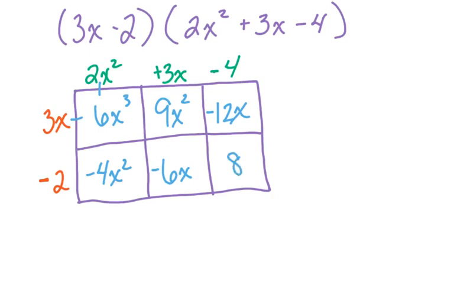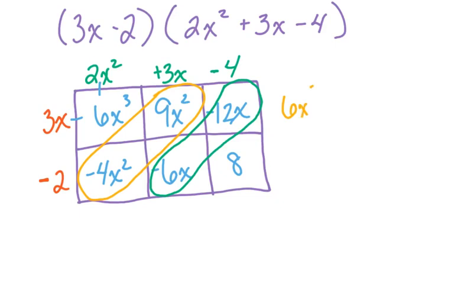So again, you're going to have to combine your like terms. You look along the diagonals. In this case, there's 2 of them that you're going to have to worry about combining. So across the top, you have a 6x cubed, so there's no other cube term, so you have 6x cubed. Now you have 9x squared and negative 4x squared, so that gives you positive 5x squared. And then you have negative 6x and negative 12x, so that gives you negative 18x. And then finally, you have your positive 8. So your final answer then is 6x cubed plus 5x squared minus 18x plus 8.